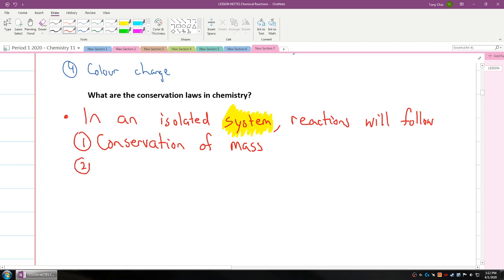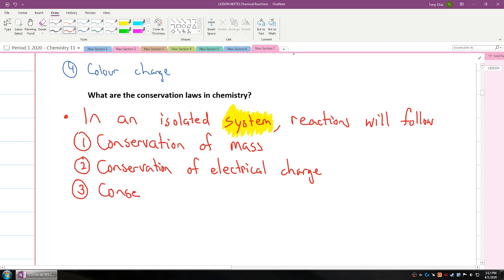Number two, there will be conservation of electrical charge. That means what you have at the start of the chemical reaction and the end of the chemical reaction, the charge will not change. So conservation of electrical charge. The third one is one you probably are pretty familiar with. Conservation of energy. Conservation of energy means that energy cannot be created or destroyed. It can only be transformed.